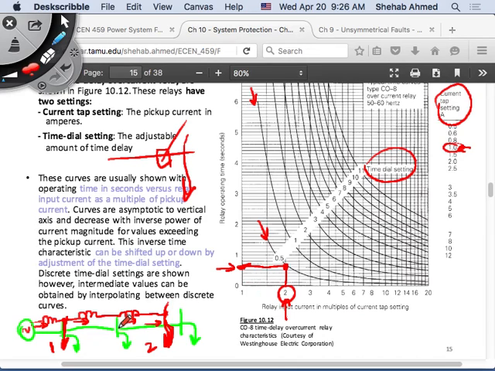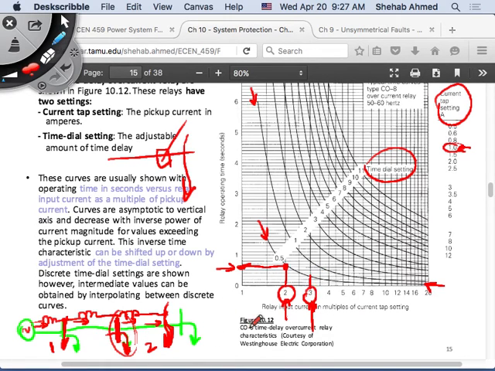How about a fault that happens here? A fault that happens here will have higher current, right? If it will have higher current, let's say 3, does it make sense to choose this same relay characteristic? Maybe, right? If a fault current happens, and I choose the same relay characteristics and put it at this bus, protecting this bus, then what happens?